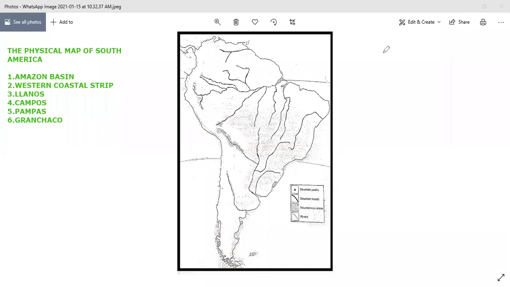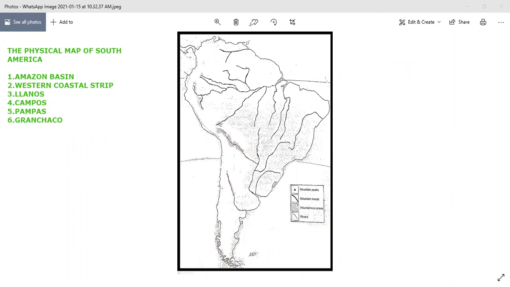Okay, students, welcome back. This is the fifth video, where we'll be covering the basin, the coastal strip, and the grasslands. So the first one is Amazon basin, then western coastal strip, Llanos, Campos, Pampas, and Gran Chaco. You've seen we have written them in green. That means they'll be marked with green.